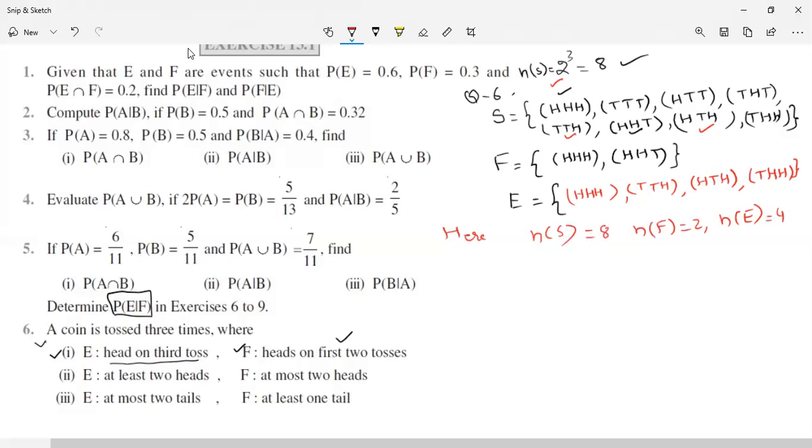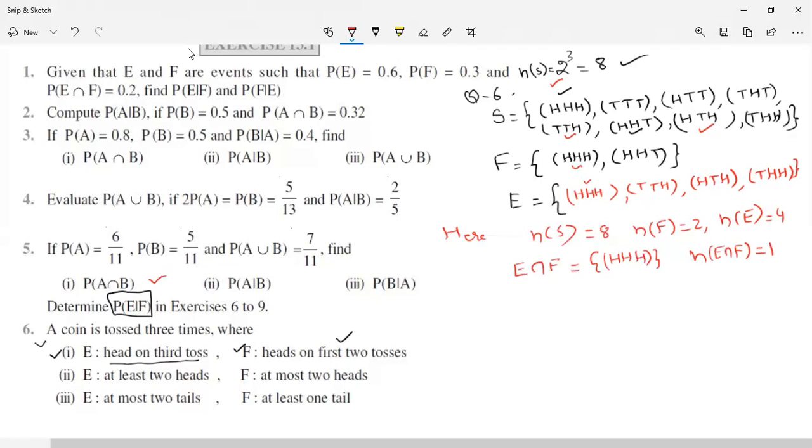But we have to write one more thing, that is E intersection F. Event E intersection F is only one, that is head, head, head. Okay, you can see the red one and black one tick, both are only head, head, head. So the common between E and F is head, head, head. So the number of favorable outcomes to E intersection F is only 1.